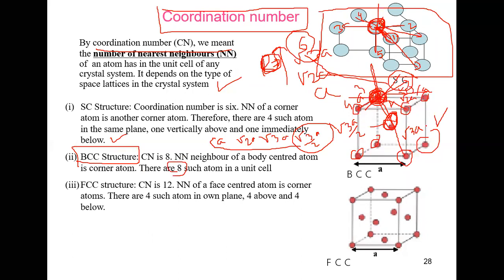And that is very easy to understand if you choose the body centered atom as a reference. This distance is root 3a by 2, this is root 3a by 2, that one is also root 3a by 2, and that one is root 3a by 2. So there are 8 corner atoms equidistant from the body center atom. Therefore the coordination number is 8 in the case of the body centered cubic crystal.